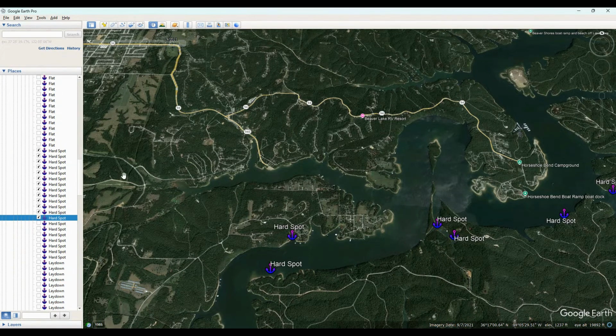Now, the hard spots themselves can be very productive areas. You go out there, you throw Carolina rigs, wobbleheads, crankbaits, stuff like that on those hard spots. They can definitely be productive, but don't forget, especially on these bigger, deeper lakes, those transition lines and those transition areas can be really good areas to find fish.